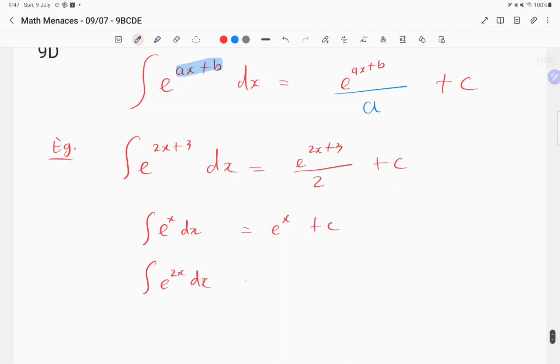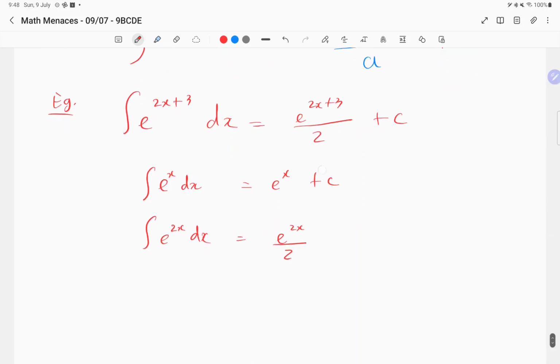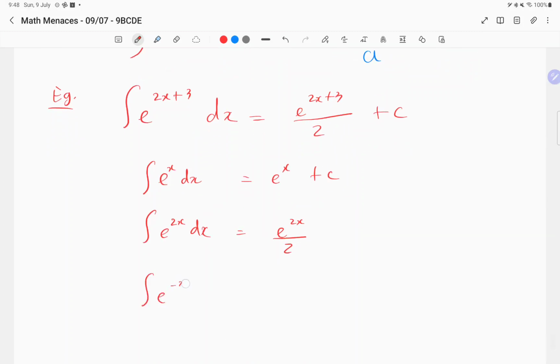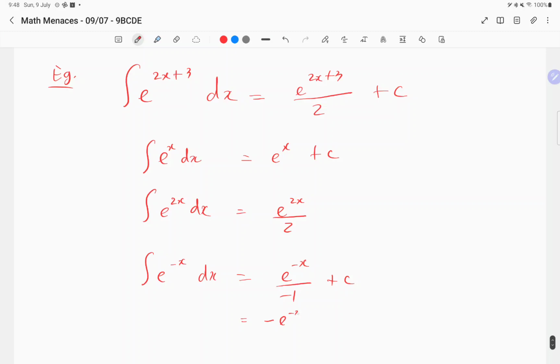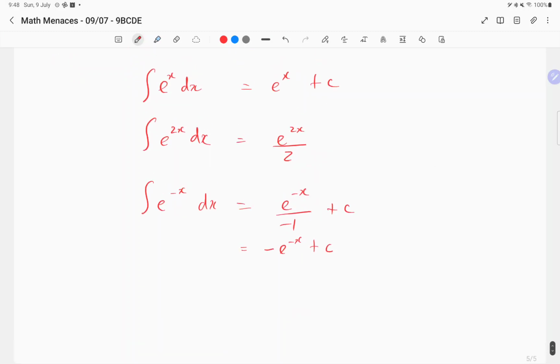But e to the power 2x would be the same thing, it doesn't change, and then you divide by the coefficient of x. If there's no constant like b, it's fine. Just don't worry about it. Similarly, if you antiderive e to the power negative x, you just keep the exact same function and then you divide by -1, plus c, which is then just negative e to the power negative x plus c. Easy enough? The negative is there because you divide by the coefficient of x.